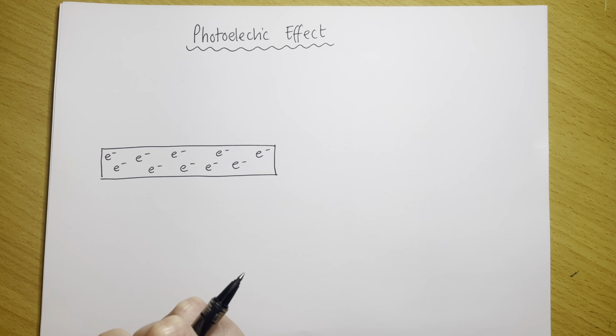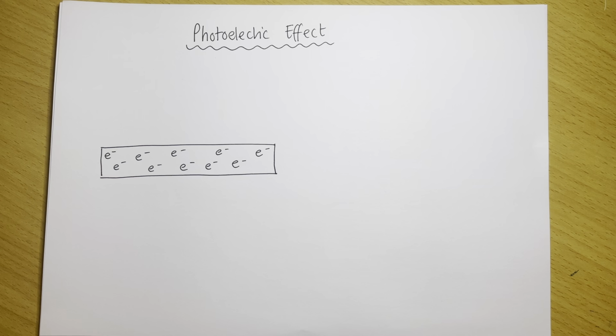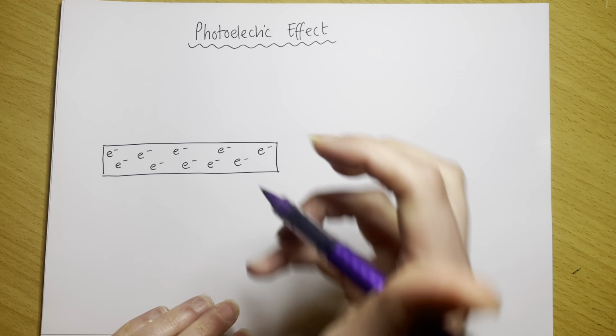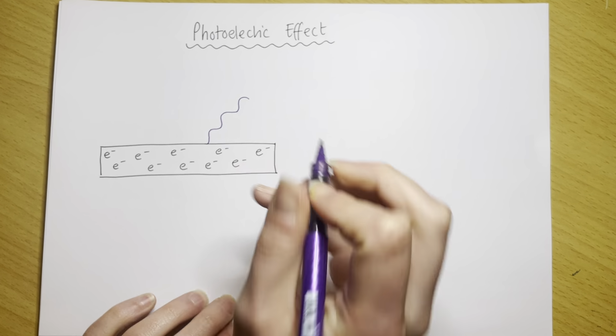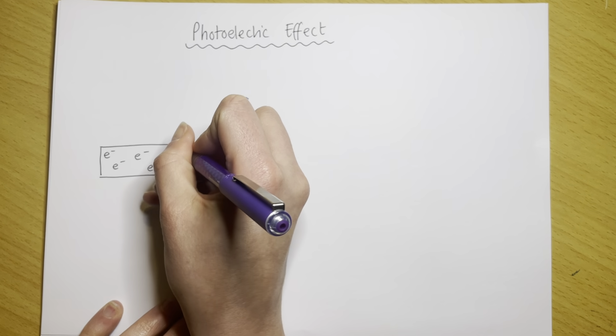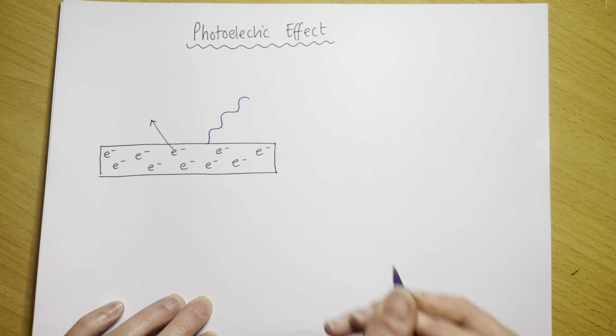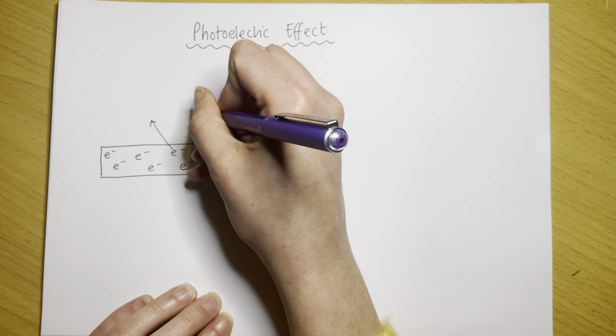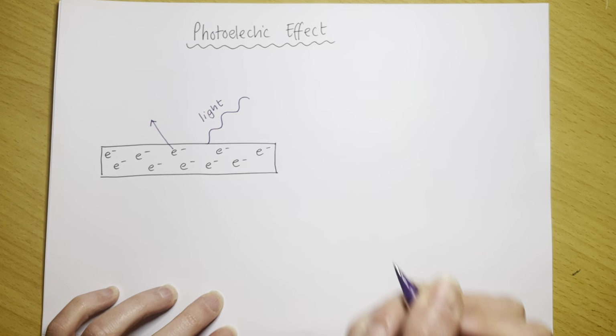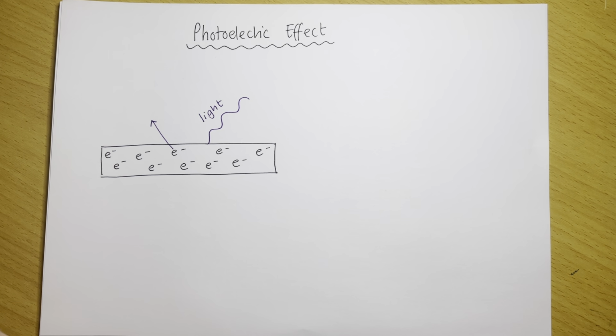Now, what we find is that if we emit some light, or project, that's the word, project some light onto this metal plate, what we sometimes find is that these electrons escape. And that's the photoelectric effect. You add some light to the metal plate and the electron is ejected.